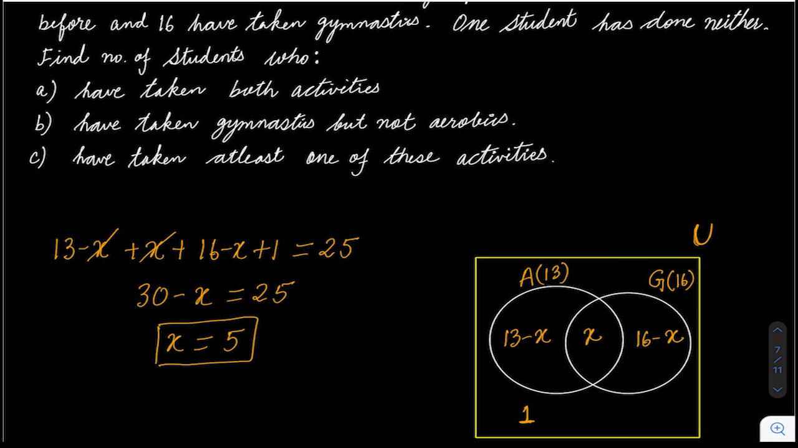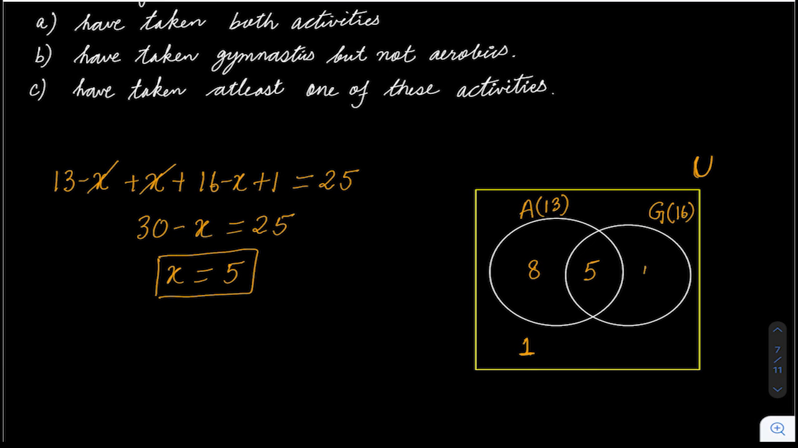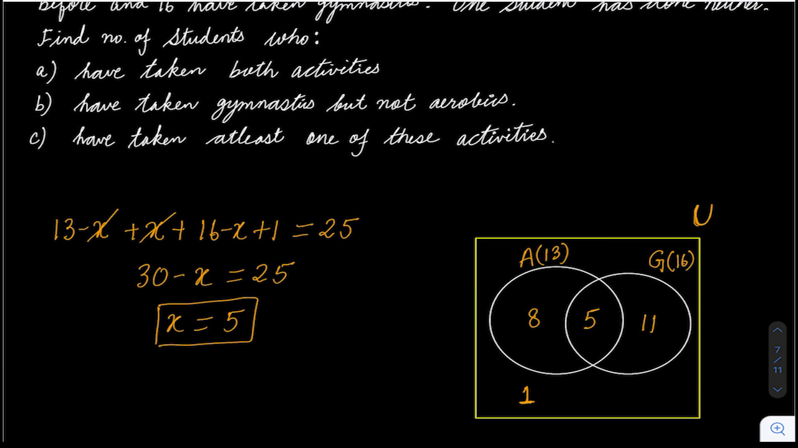Using this, now we have found the value of x. When we have x, you can see we have all the values. So once we have x, we know everything. The common part is 5. The total aerobics is 13, so the remaining part is 8. The total gymnastics is 16, this is 5, so this should be 11. Now let's see what they are asking.